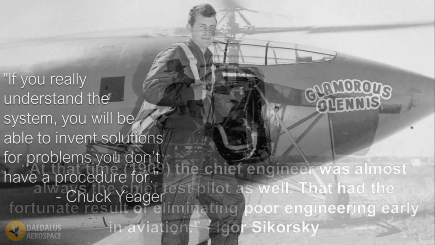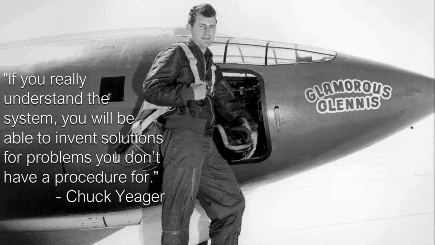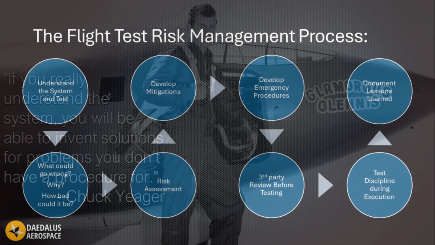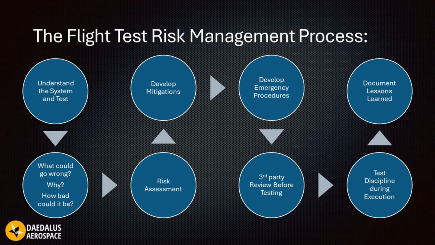Ultimately, flight test risk management is built from systematic critical thinking on a foundation of system engineering. If you really understand the system, you will be able to invent solutions for problems you don't have a procedure for. Chuck knew that as a flight tester, he couldn't treat the system as a black box, but needed to understand how it worked. That's the first step in our flight test risk management process, which is shown here.